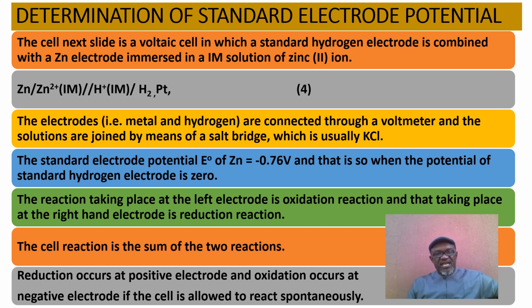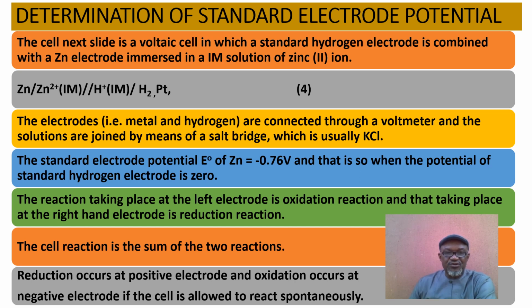Now, the next slide shows a voltaic cell in which a standard hydrogen electrode is combined with a zinc electrode, which is immersed in a 1 molar solution of zinc ion. We'll see that equation 4 gives us the combination. We'll also see the representation of cells. This is an example of a representation of a cell.